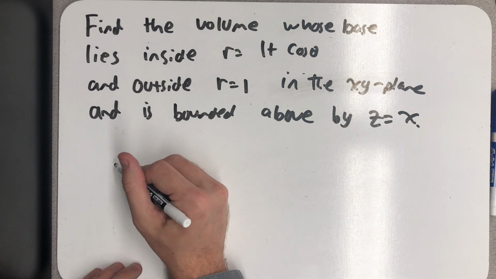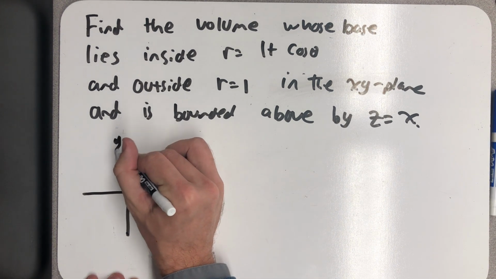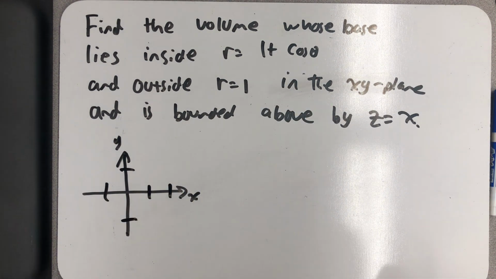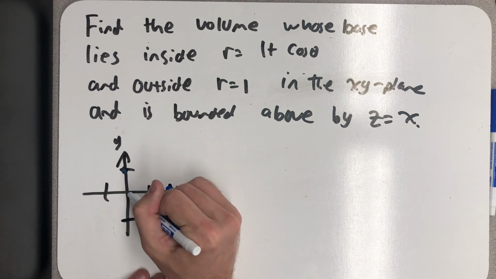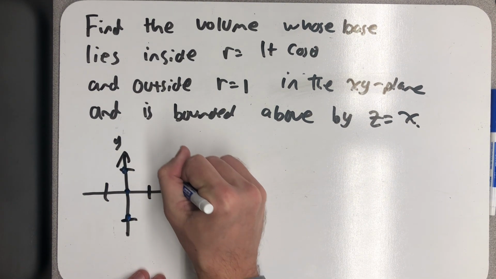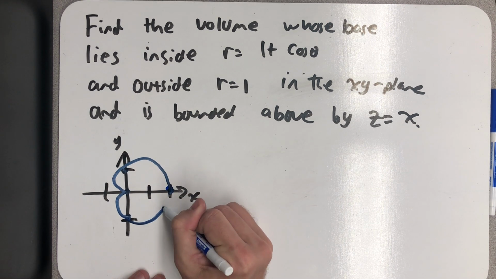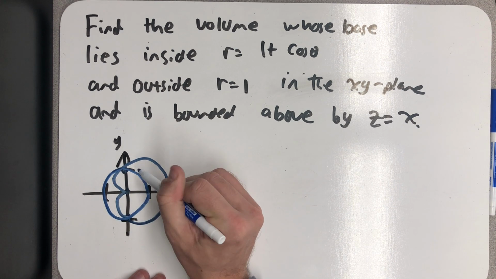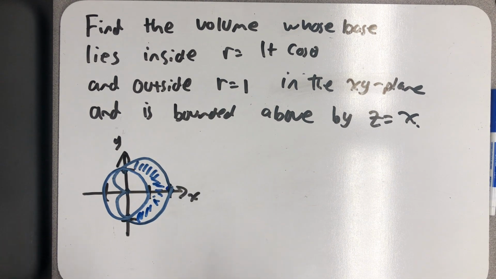So I have a region in the plane. That's r equals 1 plus cosine theta on the outside, which is a cardioid. And then the region in the plane is bounded on the inside by a circle of radius 1. This reminds me of a region we found the area of earlier, but it was a little bigger.